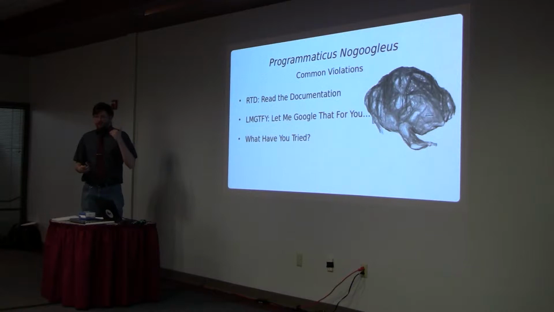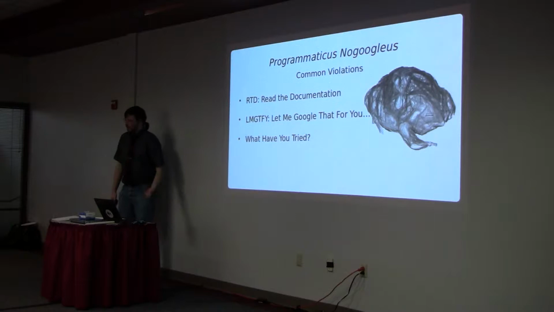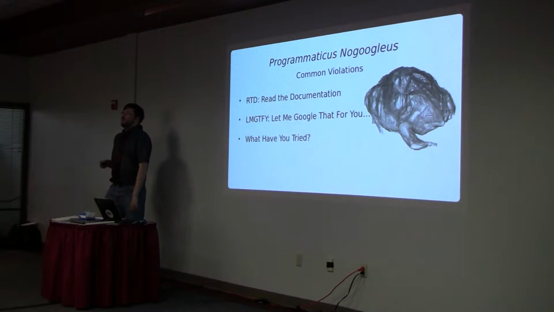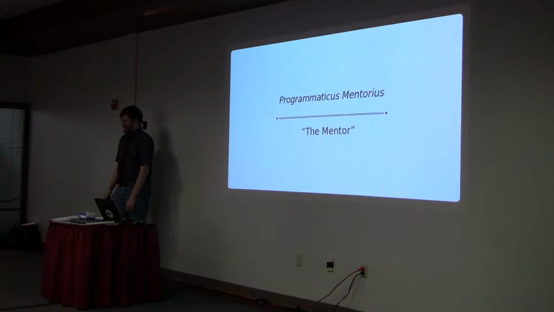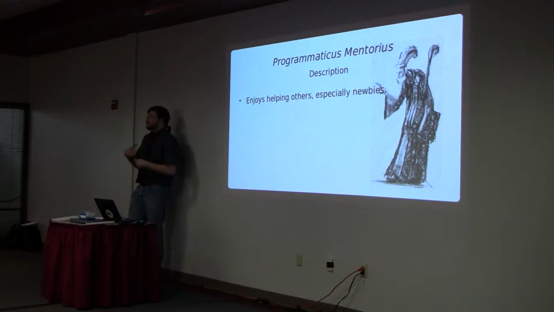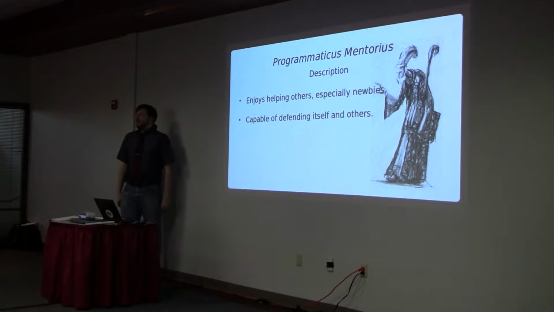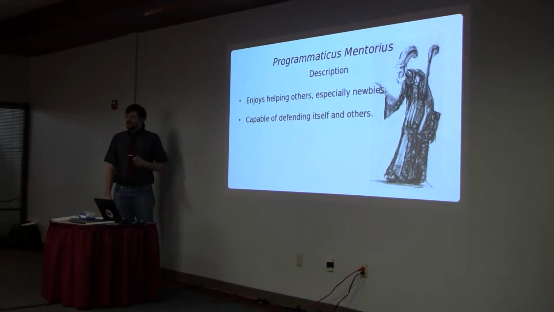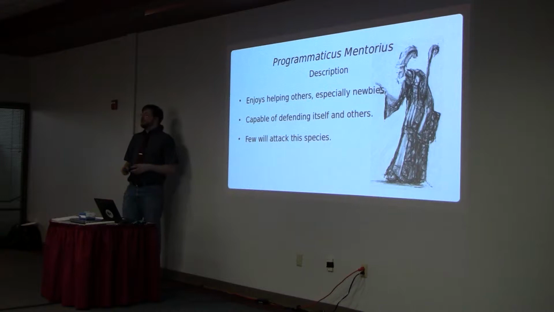Now, thankfully, programmaticus flamer, programmaticus no Googleist, they're the exception, not the rule. The species you want to find, and hopefully eventually become, is programmaticus mentorius. This species is very gentle. They will do their best to answer questions and guide people in the right direction. They have a symbiotic relationship with the greenhorn. They really enjoy helping. They're also well armed and capable of holding their own in a fight. They can take on some of the more hostile species. Very few will attack a programmaticus mentorius, simply because the rest of the programming community will rise as one and beat the attacker senseless.